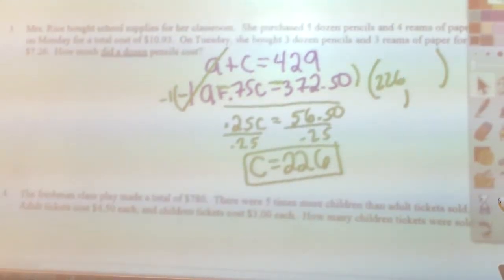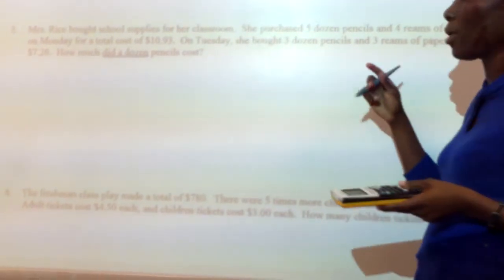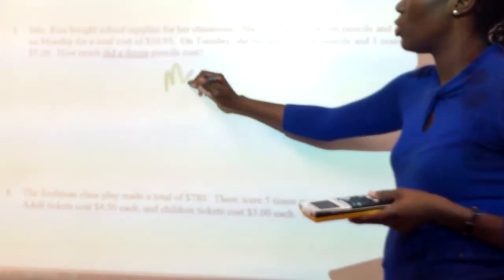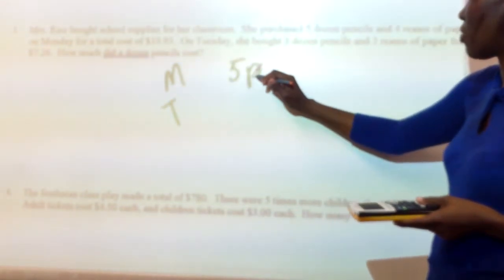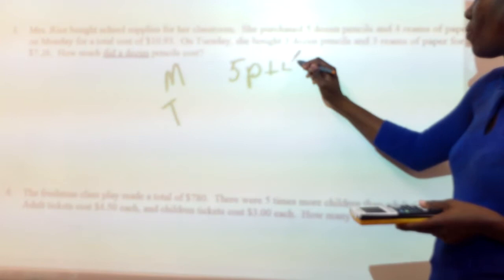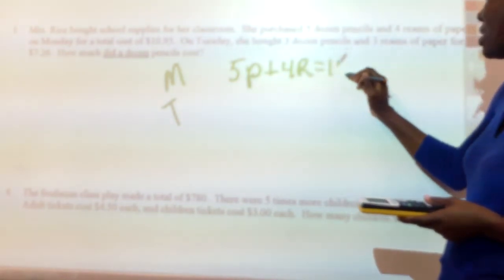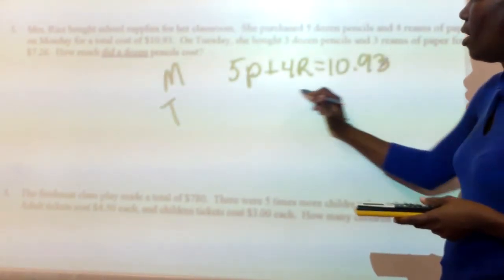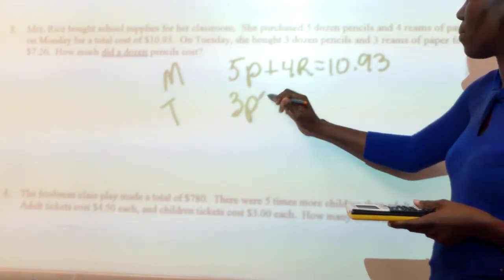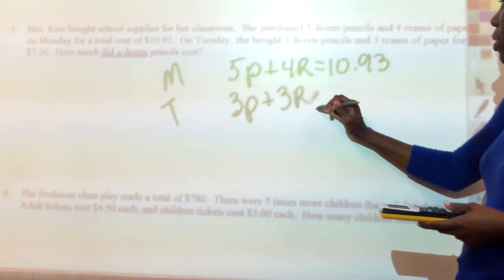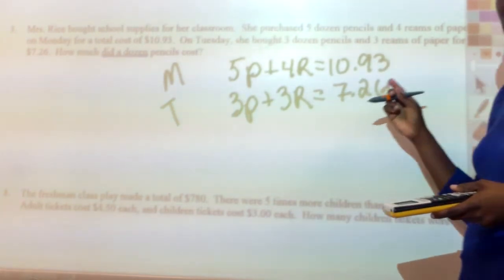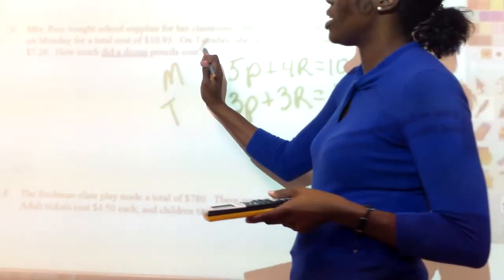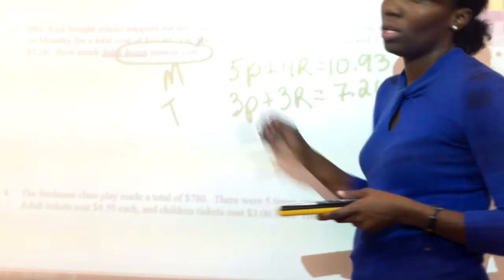Okay, number 3. Yesterday we set this one up already. Remember, there were 2 days, a Monday and a Tuesday. Monday was 5 packs of pencils plus 4 reams of paper, and Monday's total was $10.93. On Tuesday, we had 3 packs of pencils and 3 reams of paper, and that was $7.26. If you read the problem, it's asking how much a dozen pencils cost.